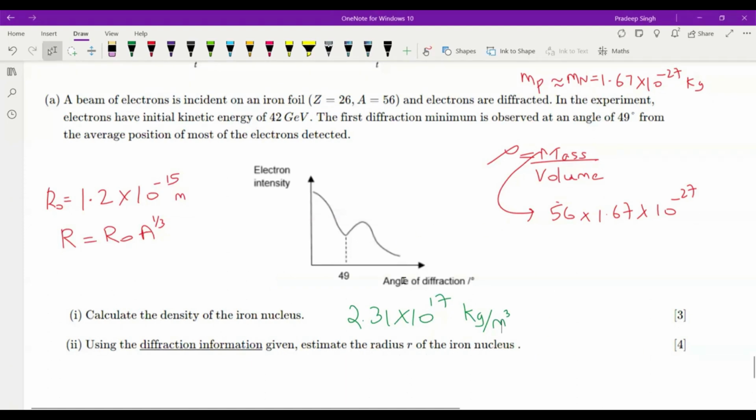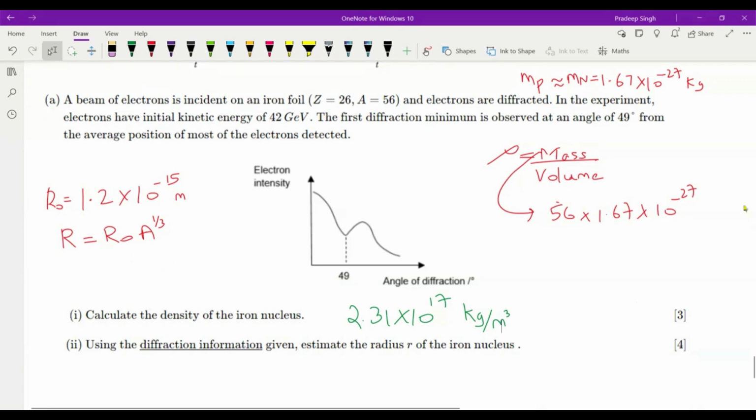Sir, I got 2.35 into 10 raised to 17. Fine. That is perfect. That's the right answer. For volume, what are we doing to find volume? 4 by 3 pi r cube, we find r using r is equal to r naught a raised to 1/3. And what's the formula for volume? 4 by 3 pi r cube. Correct. 4 by 3 pi r cubed. And for radius, we use this formula. Yes. Great. So the first part is done.